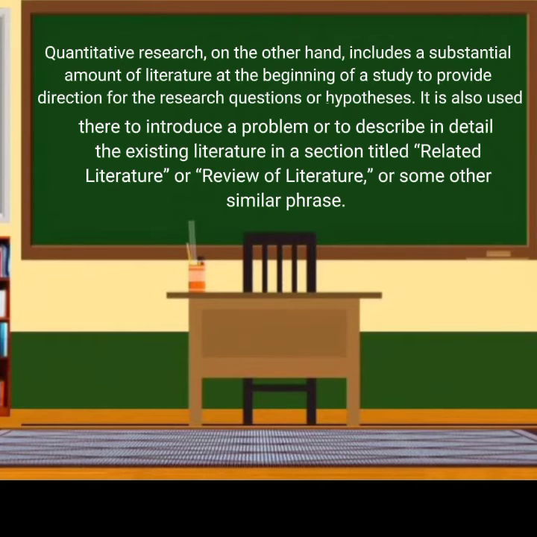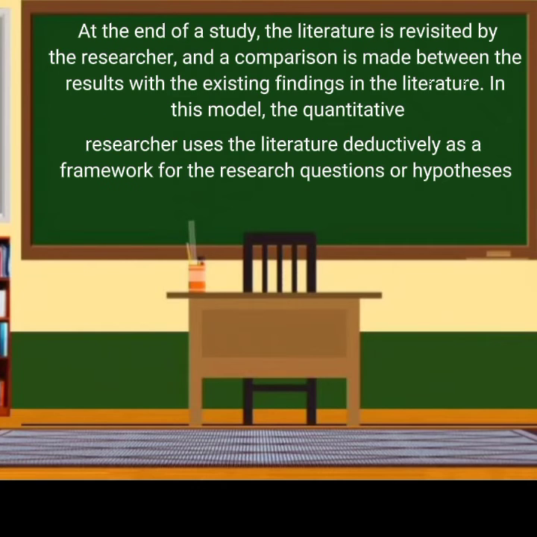Quantitative research, on the other hand, includes a substantial amount of literature at the beginning of a study to provide direction for the research question or hypothesis. It is also used to introduce a problem or to describe in detail the existing literature in a section titled Related Literature or Review of Literature, or some other similar phrase. At the end of the study, the literature is revisited by the researcher, and a comparison is made between the results and the existing findings in the literature. In this model, the quantitative researcher uses the literature deductively as a framework for the research questions or hypotheses.